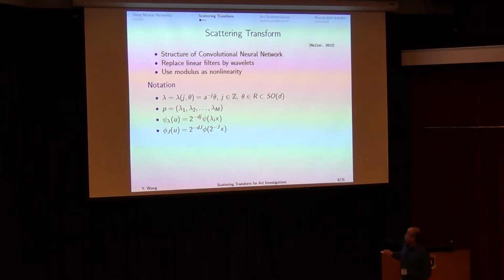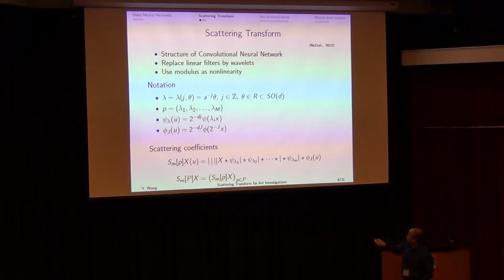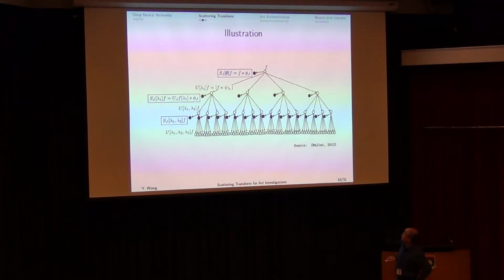Rotation, as I said, you usually do 8 of them. So these are the scattering coefficients. You put all these things together, and that's a scattering transform. That's the gist. Let's not worry too much about the details. And this is an illustration. You can see soon you get the explosion of data, basically. That's why you don't want to have too many layers.